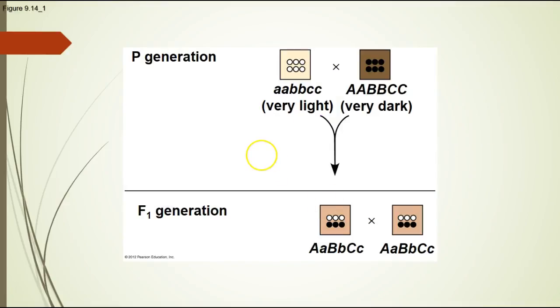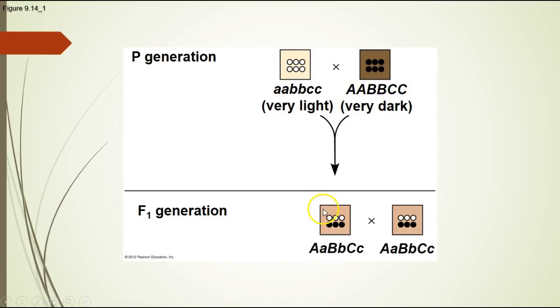Okay, so here we have skin color. Skin color has 3 pairs of alleles, 3 genes that code for the production of melanin, which is the pigment that colors our skin. The very, very light, which is homozygous recessive for all 3 genes, is not the same thing as albino because they do produce melanin, they just don't produce as much melanin, whereas someone who's albino doesn't produce any melanin at all. So we have the very light with the very dark, and this would be dominant for each of those 3 genes.